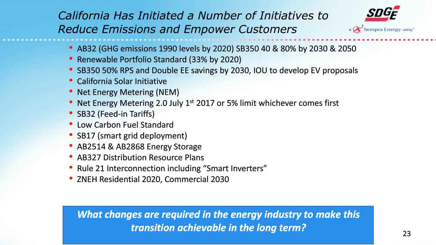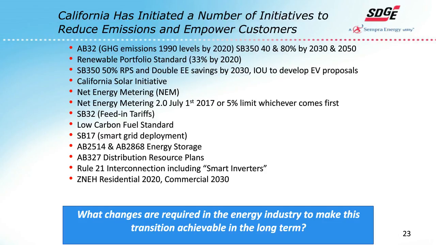Various initiatives: energy metering 2.0, which SDG&E has now rolled into. We've got feed-in tariffs, low carbon fuel standards, market deployment, energy storage, various things, distribution resource plans, Rule 21 interconnection, smart inverters, and then just the whole concept of zero energy homes, both from a residential and commercial perspective. And I think the point here is that there are changes that are going to be required in the industry to achieve this transition and make it achievable in the long term in a cost-effective manner.